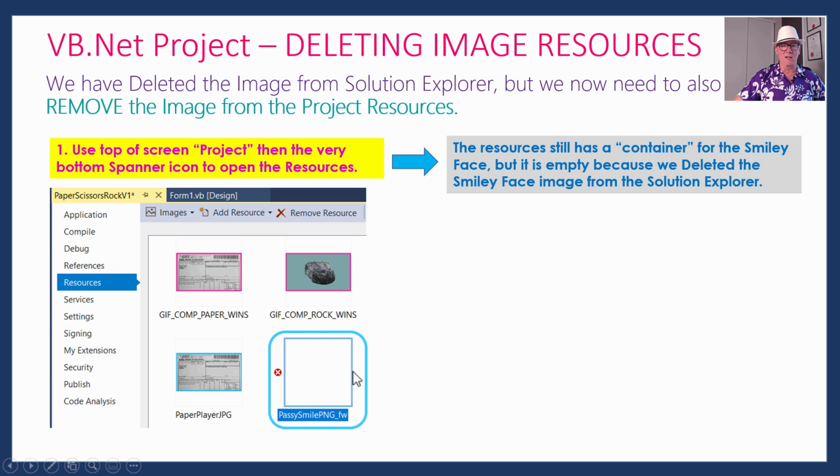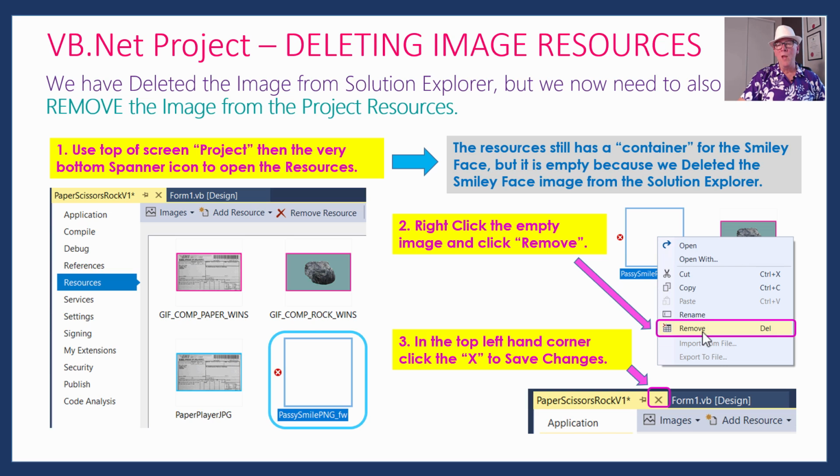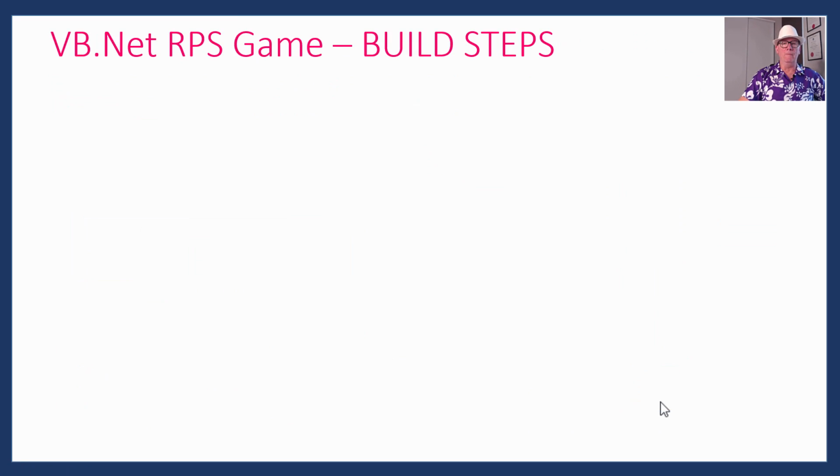But we actually need to delete the container that was built in the resources folder to hold that picture. So what you do is you right click on that empty box and you have to use remove there. Okay, so I want to remove that empty storage container which does not have an image in it anymore. And once we've done that, remember you have to click that X up the top on the resources to actually save the changes. All right, so that's how we back out and finish by clicking the X to save the changes.